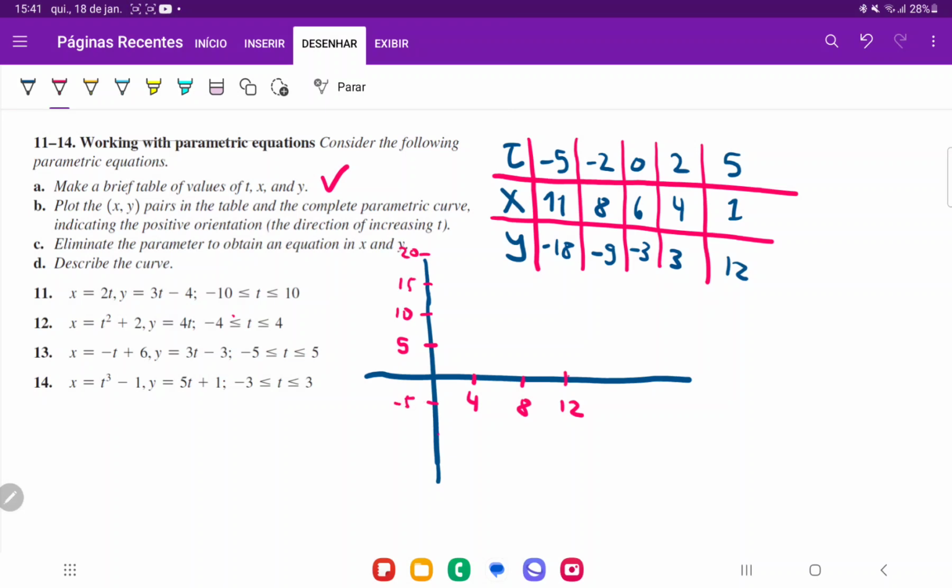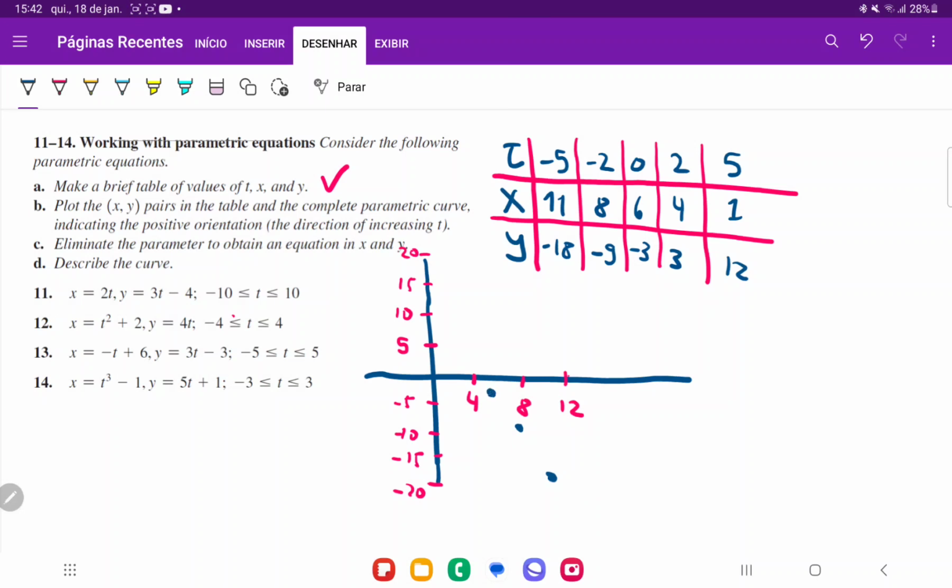Same thing here: -15 and -20. Once we've scaled it appropriately, we can now plot in these values. When t is equal to -5, x is going to be 11 and y is going to be -18, so our point is somewhere here. When t is -2, x is going to be 8 and y is going to be -9, so 8 and -9 somewhere here. When t is 0, x is going to be 6 and y is going to be -3.